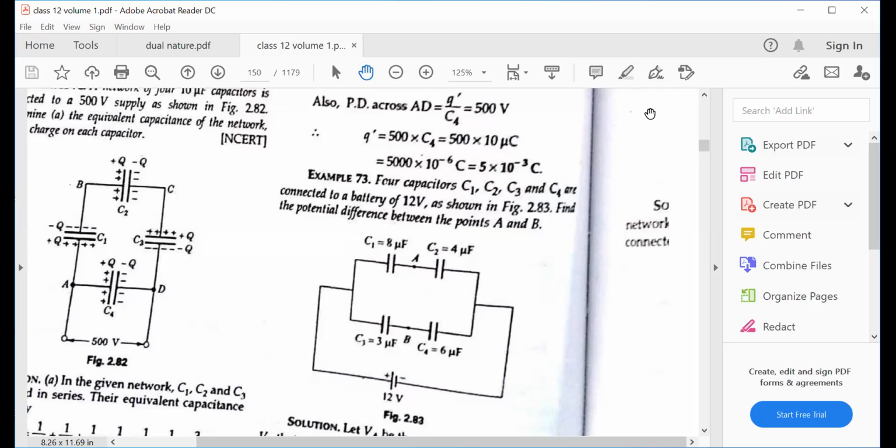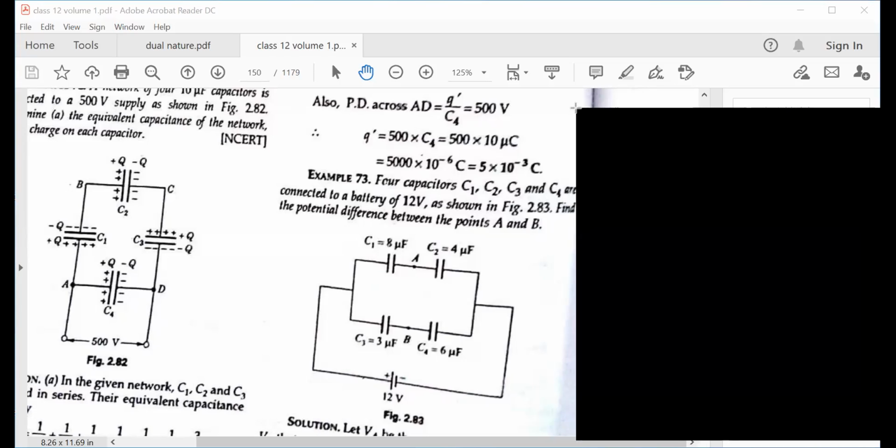Okay, so let's see for this one. I'll take this one, I'll mask it. For this question, four capacitors C1, C2, C3, C4 are connected to a battery of 12 volts as shown in figure. Find the potential difference between the points A and B. We need to find the potential difference between the points A and B.